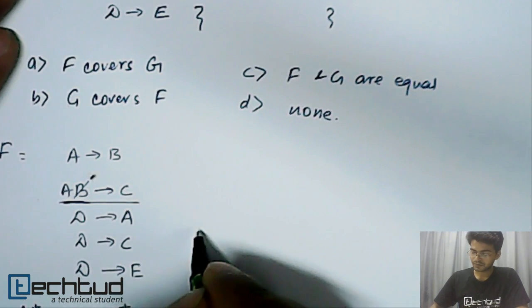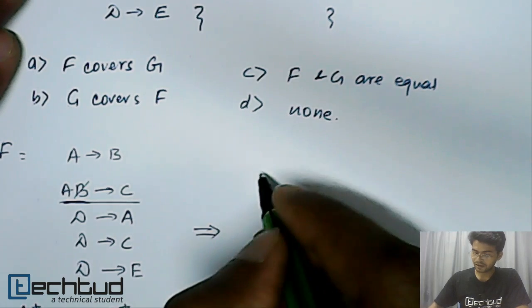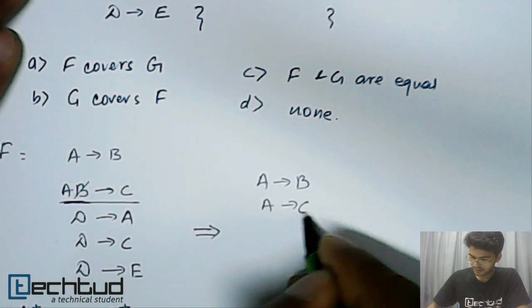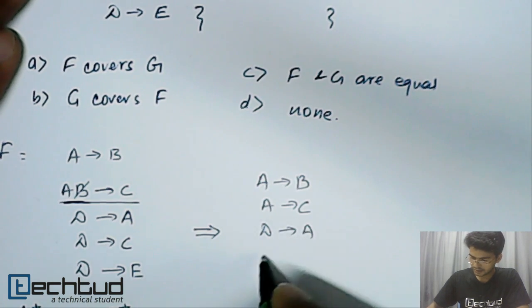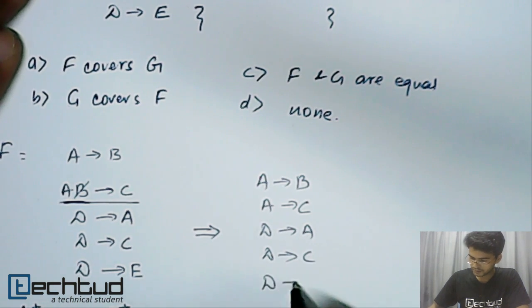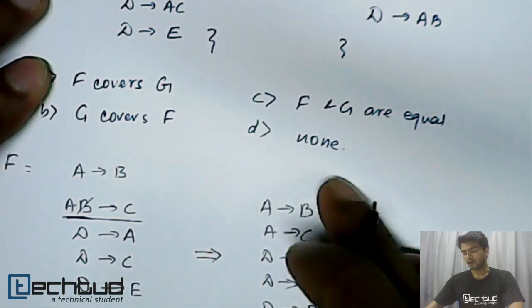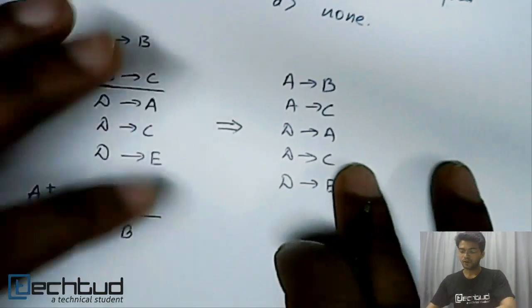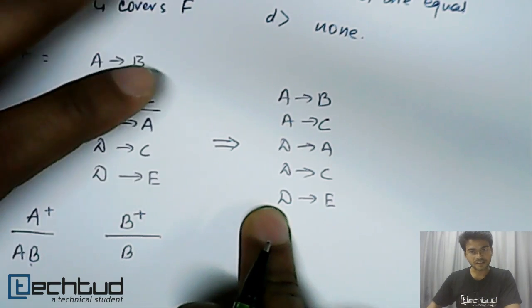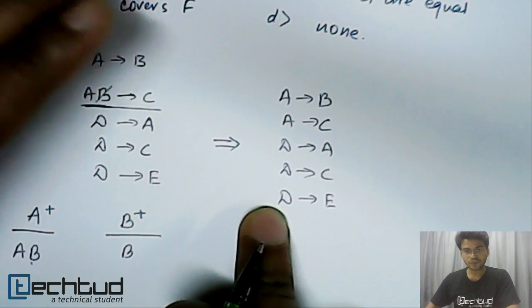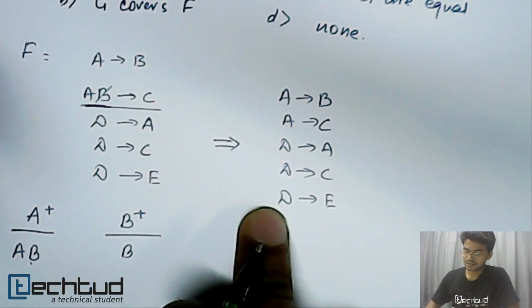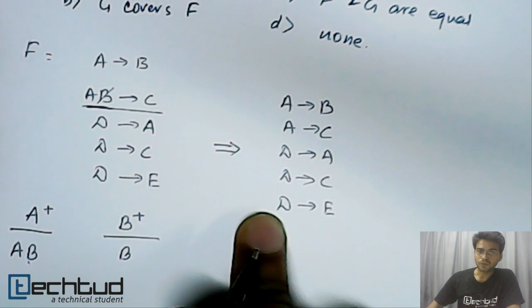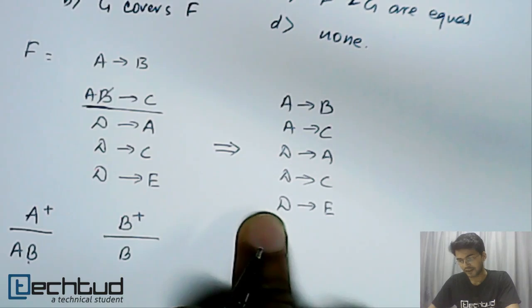Now after this second step, we have the functional dependencies A implies B, A implies C, D implies A, D implies C, and D implies E. Now all the attributes on the right hand side are singleton, which is desired, and all the attributes on the left hand side are singleton. It means that there is no extraneous attribute, because the extraneous case arises only in the case of two or more attributes on the left hand side.